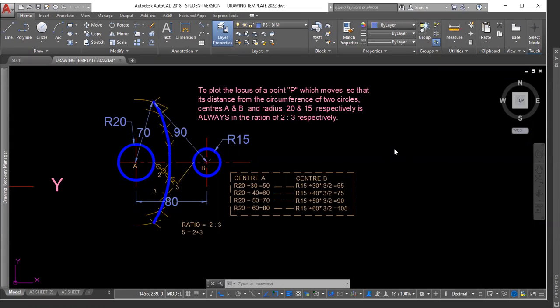At the end of this video, you should know how to plot the locus of a point P which moves so that its distance from the circumference of two circles, center A and B, and radius 20 and 15 millimeters respectively, is always in the ratio of 2 to 3. So here we have a diagram. This is the solution for that.